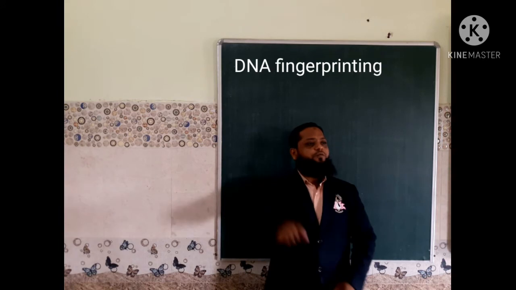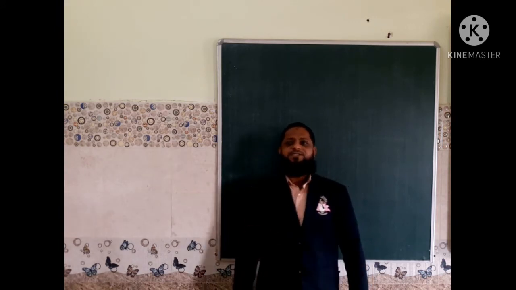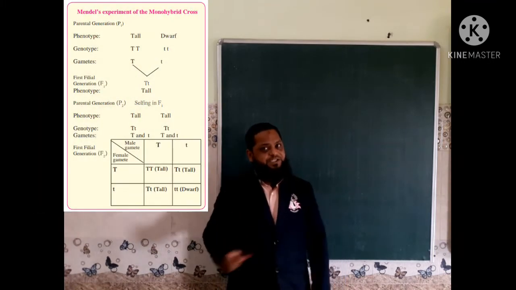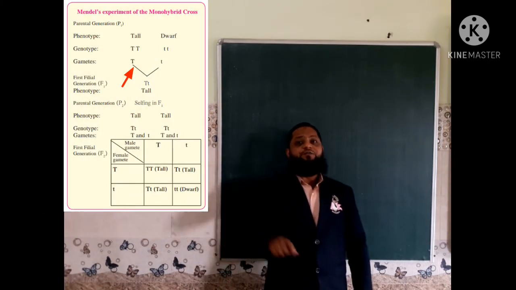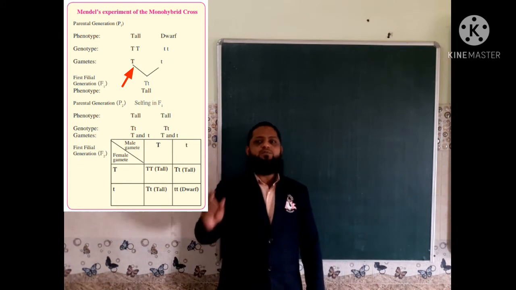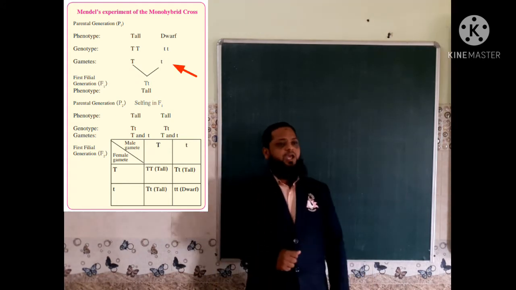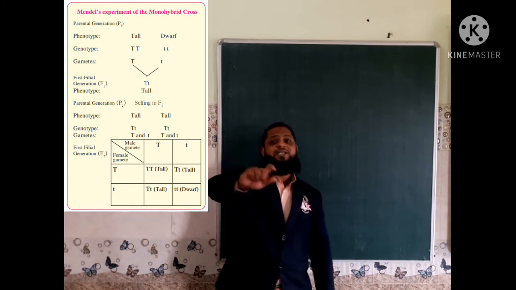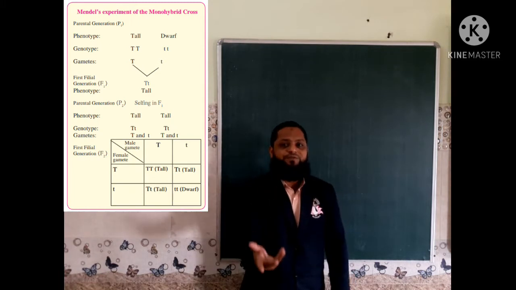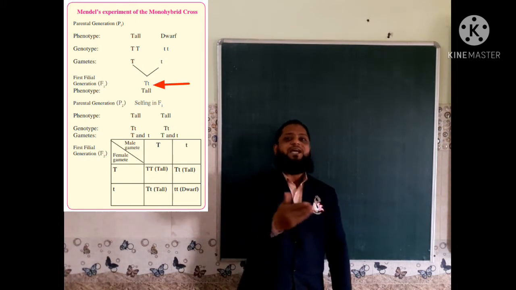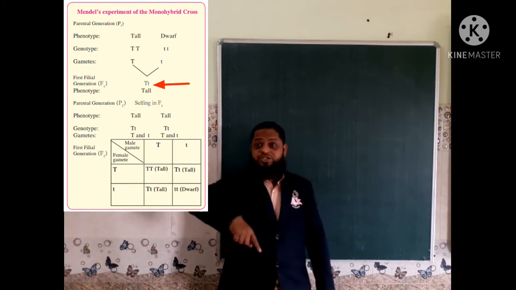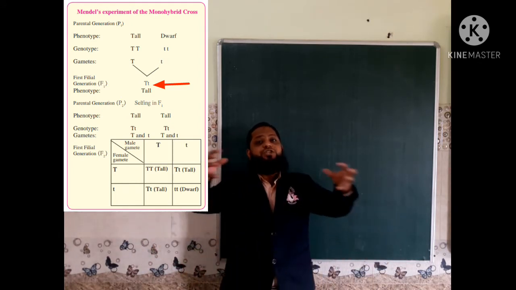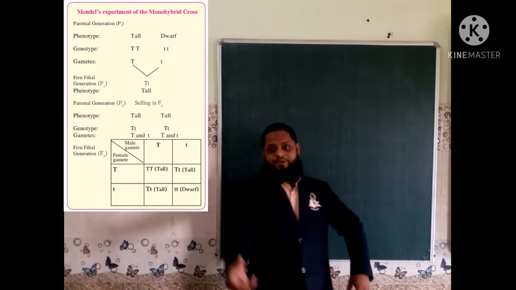So from capital T capital T, after gametogenesis, capital T is the gamete. And from the dwarf pea plant, small t is a gamete. There will be crossing between capital T and small t, so there will be the formation of capital T small t. Both the genes, one dominant and one recessive, are present in the offspring.